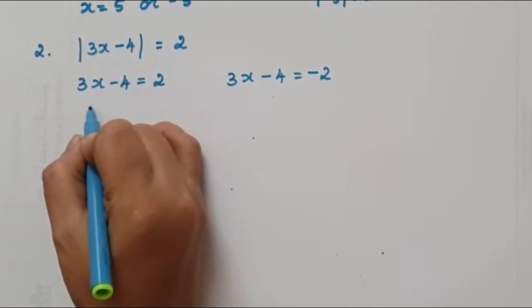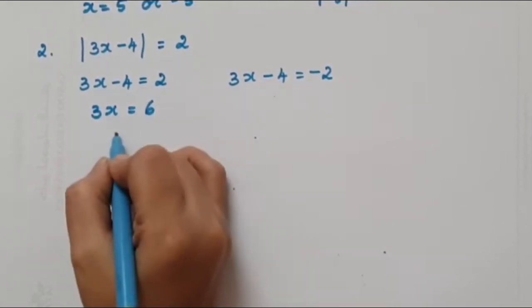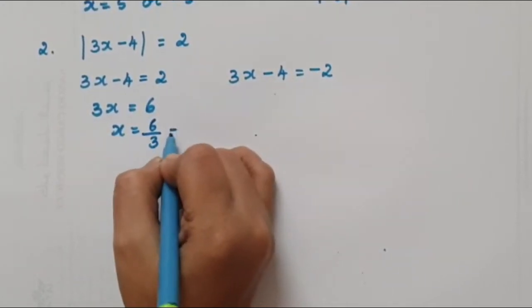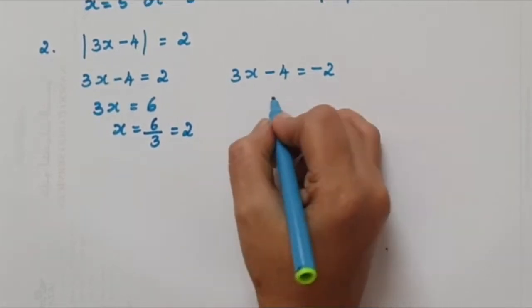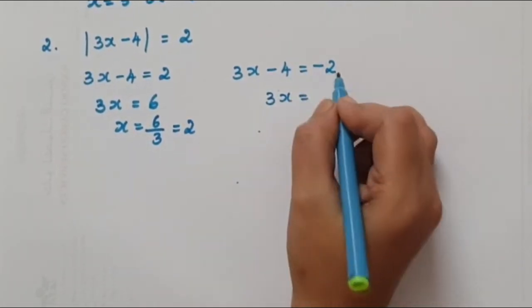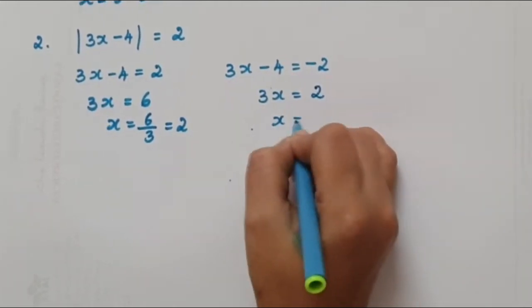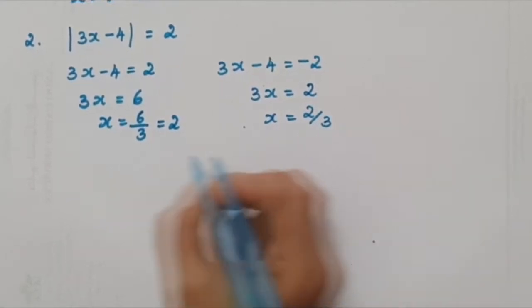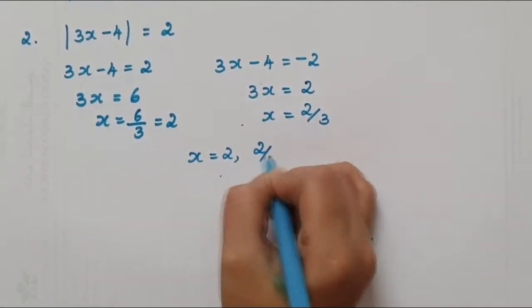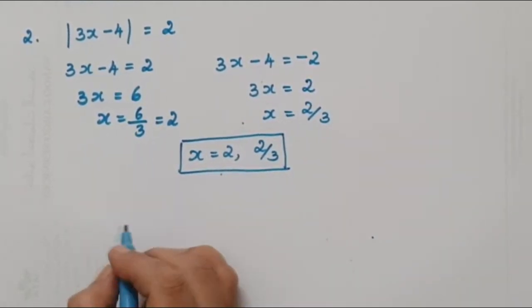Then as usual, we simplify this. 3x will be equal to 2 plus 4, which is 6. x will be equal to 6 divided by 3, which gives us the value 2. Now here it is 3x equal to negative 2 plus 4, so it gives us 2. So x will be equal to 2 over 3. So we got our answers as x equal to 2 and 2 over 3. These are the two values we have got.